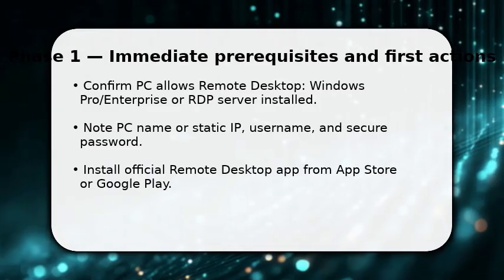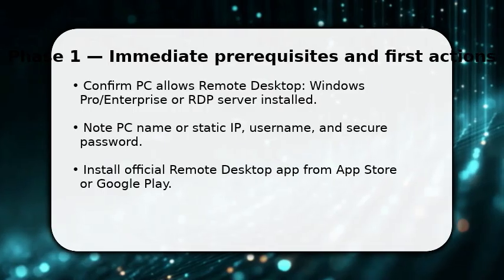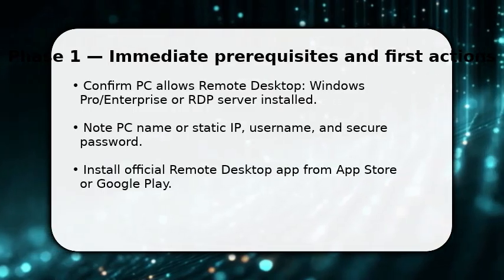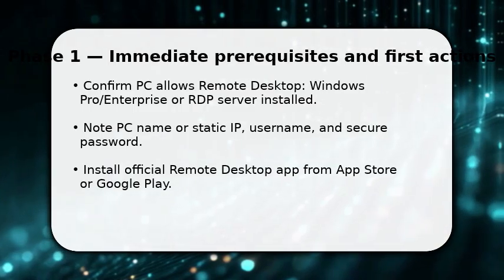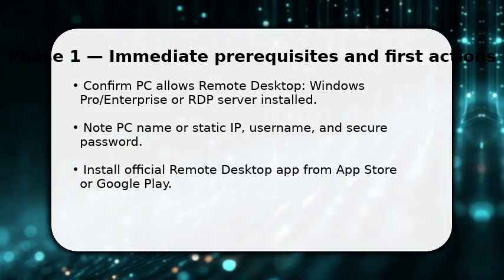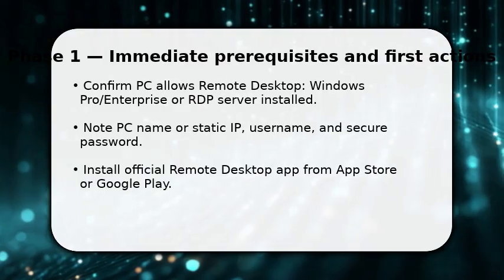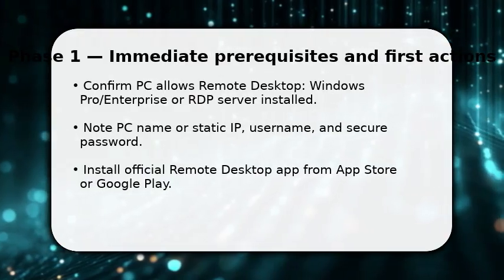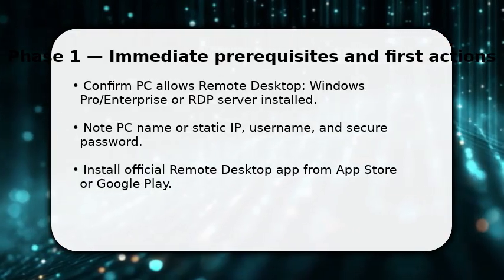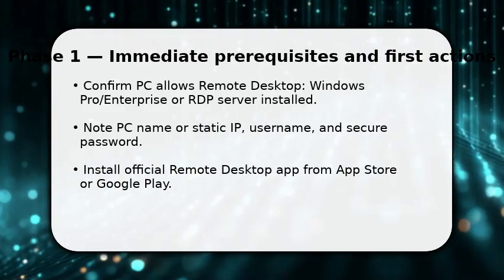You begin by confirming the essentials. Your Windows PC must permit remote desktop, and you need the PC name or static IP plus a valid user account. Once done, install the official remote desktop app on your phone. Make sure to use a trusted network and enable network-level authentication on the PC for security.